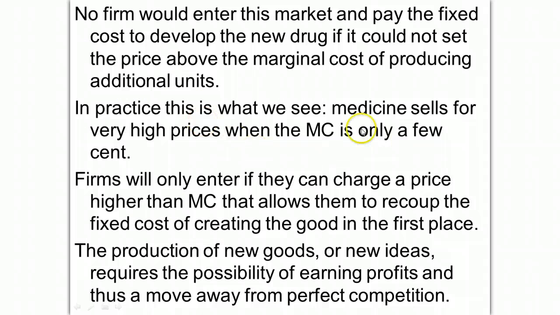So in practice, this is what we see. Medicine sells for very high prices when the marginal cost is only a few cents. There seems to be a huge gap between the cost of production and the retail price. And of course, the issue is that the cost of production isn't the key or sole cost. There is the initial cost at the start. So firms will only enter if they can charge a price higher than marginal cost that allows them to recoup the fixed cost of creating the good in the first place.